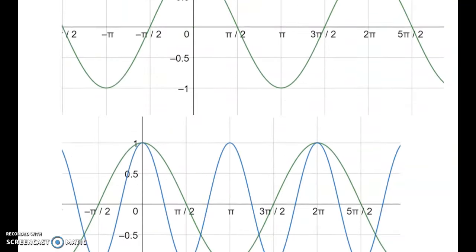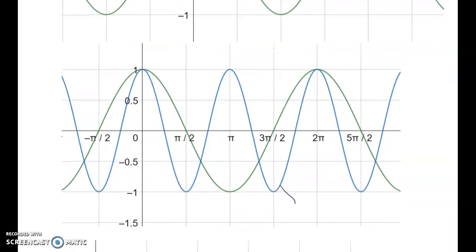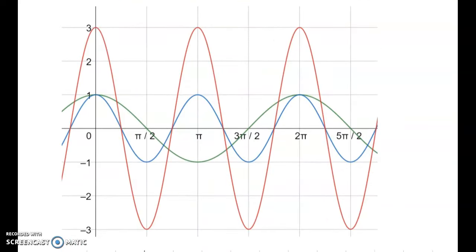So that's your basic cosine function. This one here is cosine of 2x. Sped up, you can see there we've got one period of pi, and this next one here is 3 cosine of 2x. So the red function here is 3 cosine of 2x.